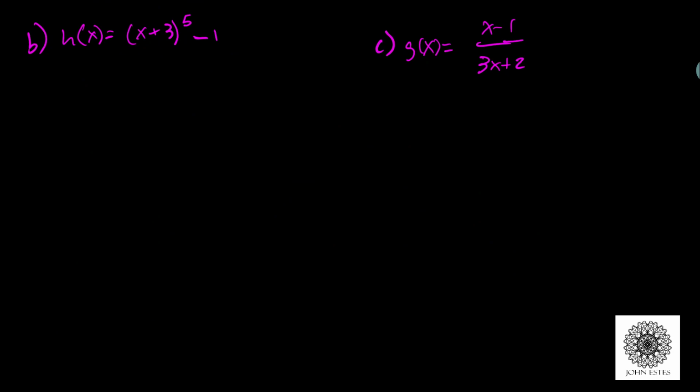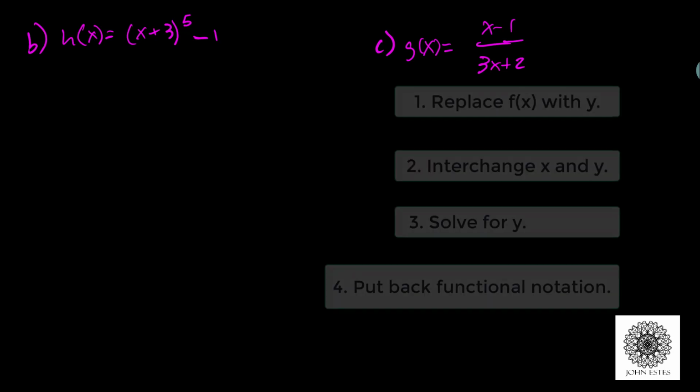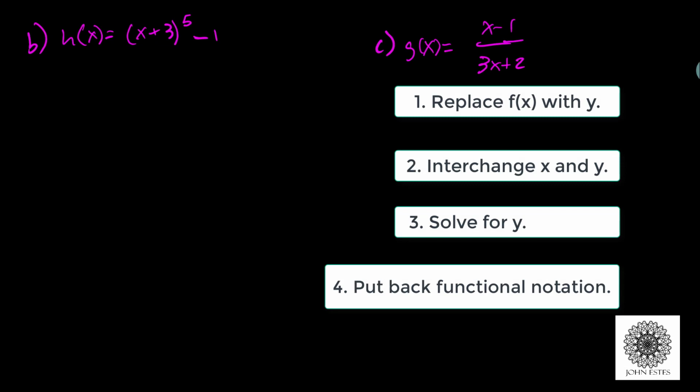Okay, so I picked these 3 examples to kind of show you all the different caveats here. So for part B, we have h of x equals x plus 3 to the 5th power minus 1. Remember, the first thing we need to do is take out functional notation. Step 2 was the money step, where we interchange x and y. So I'm going to write x equals y plus 3 to the 5th power minus 1. From this point, we need to solve for y, and that was step 3.